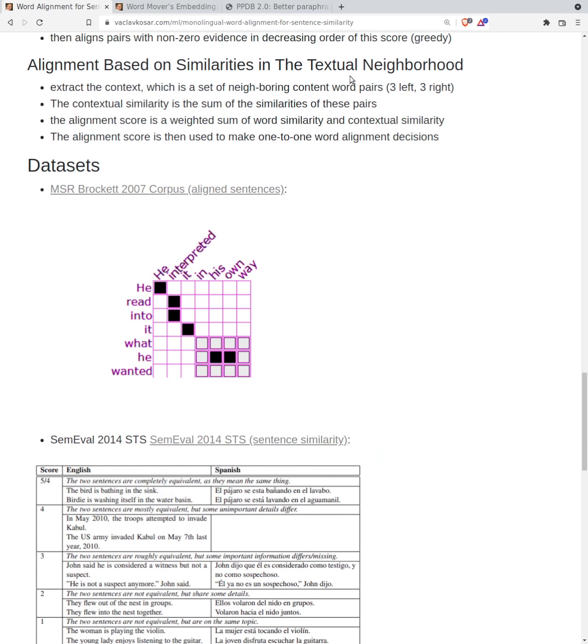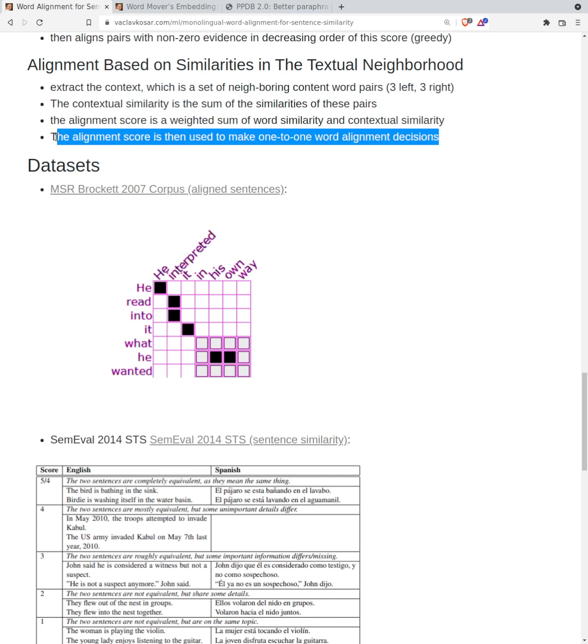And alignments based on the textual neighborhood. So we extract context, which is a set of neighboring content words, and word pairs, right, three left, three right. Calculate the sum of the similarities, right, and the alignment score is used for one-to-one word alignment decisions.